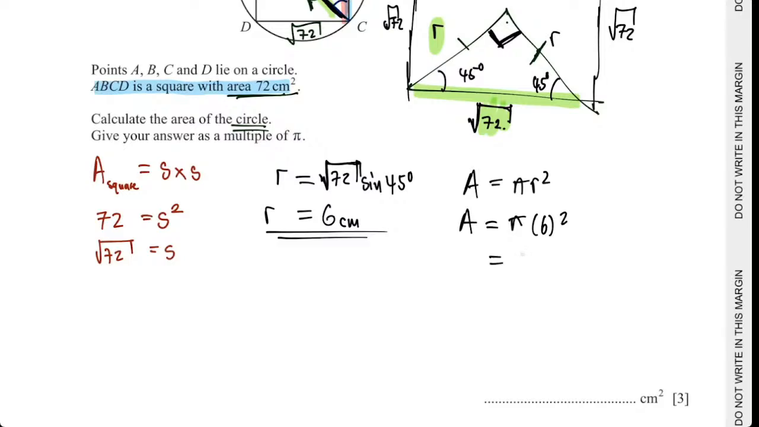36 pi. Yes, if you want, you can say 36 pi, because they want it in terms of pi. So area is 36 pi, 36 pi centimeters squared. Well done.